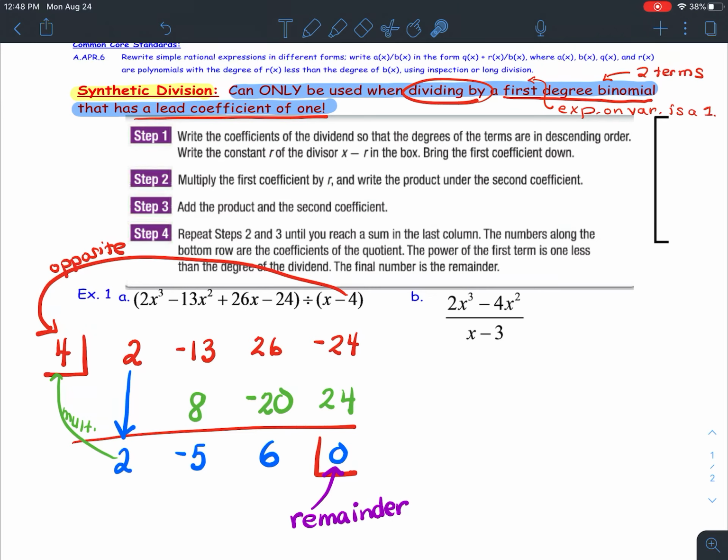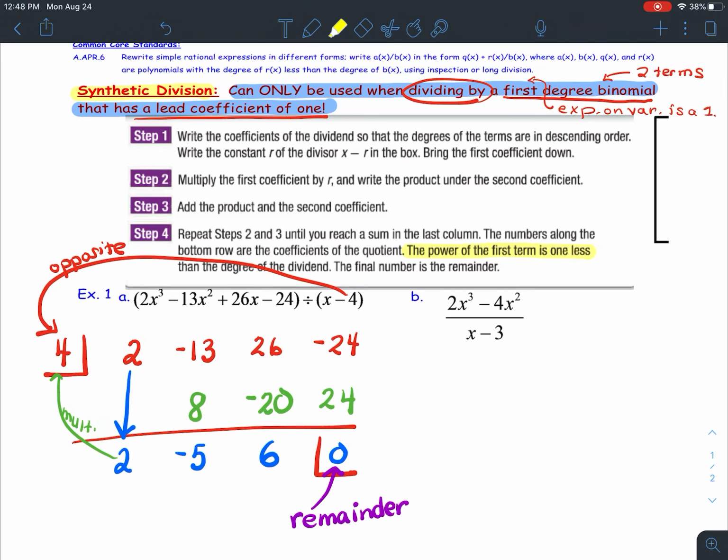Okay, now how do you write your answer? Because keep in mind, all of these problems can be done using long division. So when we do long division, our answer isn't just a series of constants or numbers. There are variables in them, okay? And so what we want to make sure that we're doing is that we're reinserting the variables back into the problem, okay?